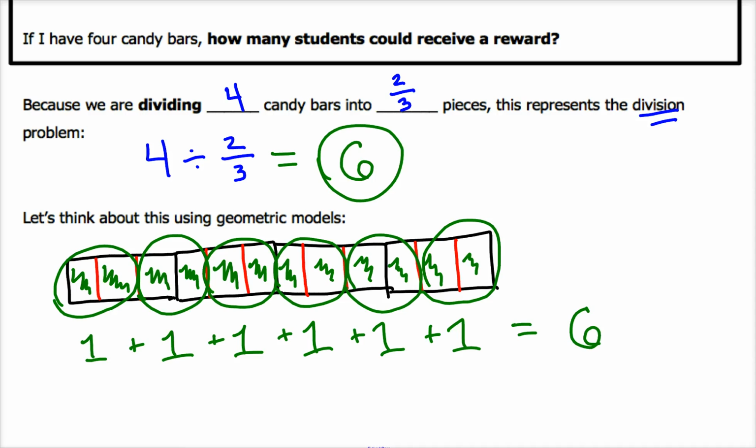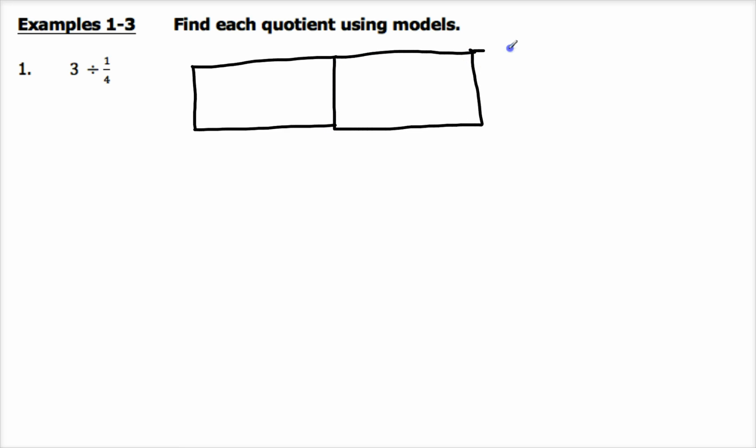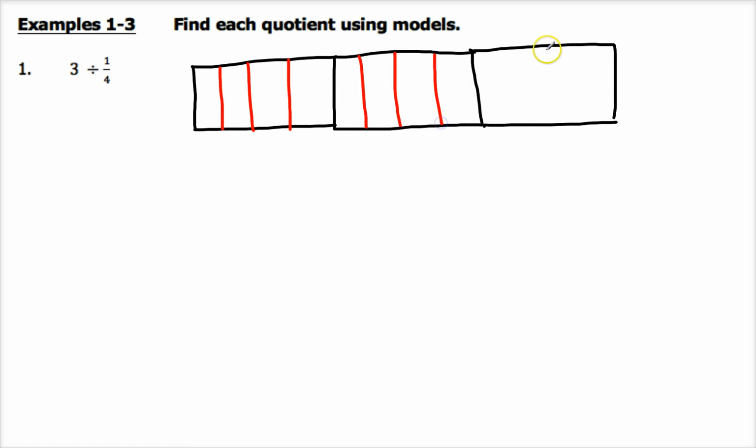So now let's think about that when we're solving these other fraction division problems. If I move down the page, for example 1, we have 3 divided by 1/4. To think about this visually, I'm going to start by drawing a model that represents 3 wholes. That's just going to be 3 rectangles. There's 1, there's 2, and there's 3. And I'm dividing each of these rectangles into fourths. So 1, 2, 3, 4 pieces there. 1, 2, 3, and 4 there. 1, 2, 3, and 4 there.